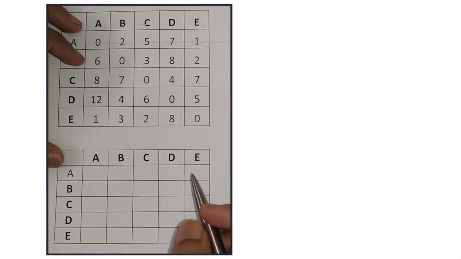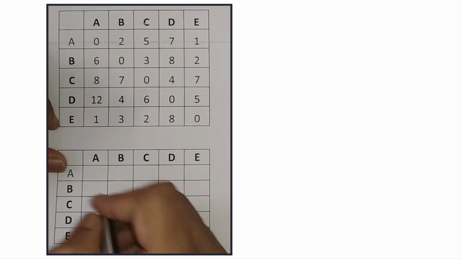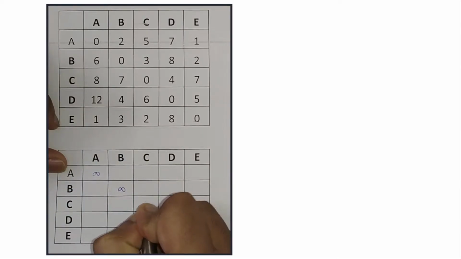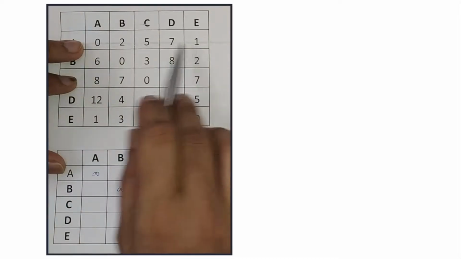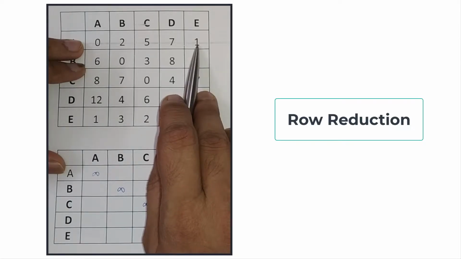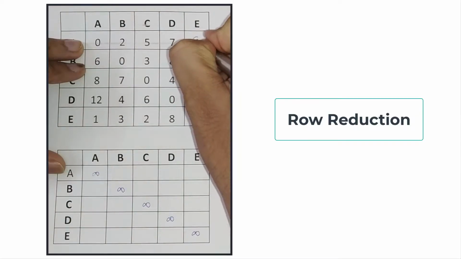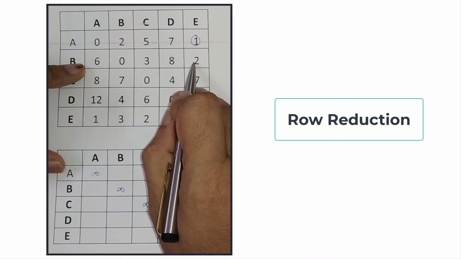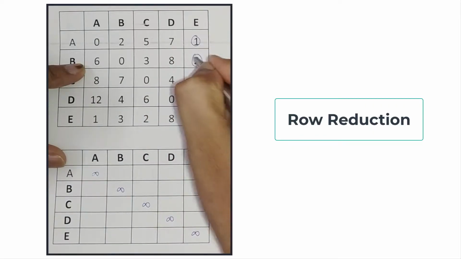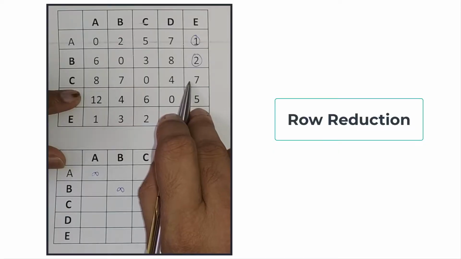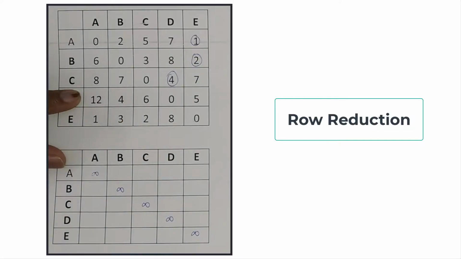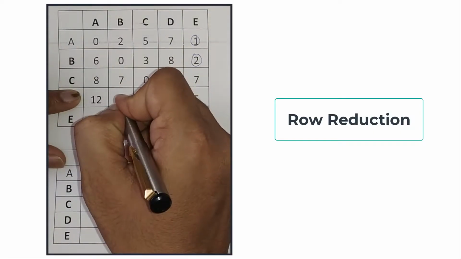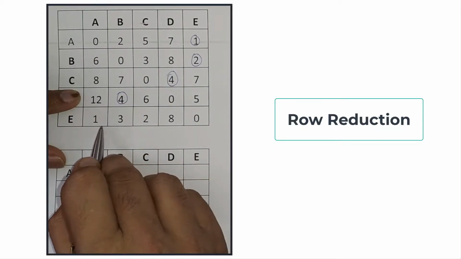As you get the problem, you first of all put infinity values in the diagonal. Now we look for the row reduction. Look into this particular row and check which is the lowest value. This is the lowest value. Look into this particular row, which is the lowest value. This is the lowest value. In this particular row, the lowest value is 4. Here the smallest number is 4. And here we have 1.